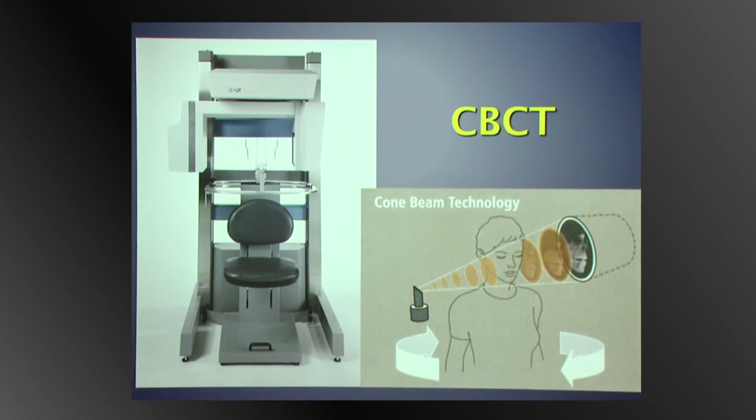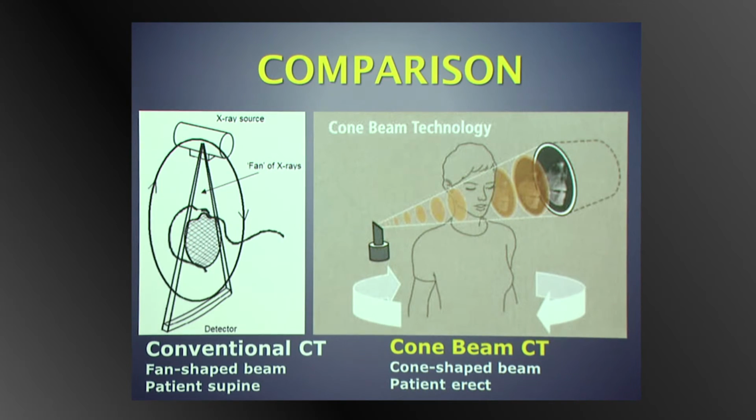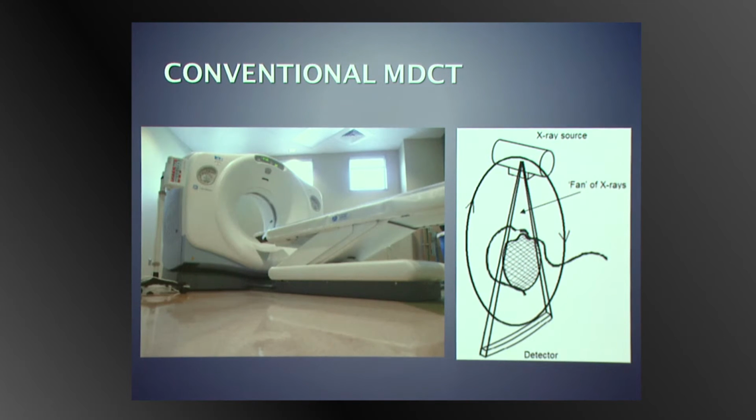So this is an ICAT cone beam machine. It's the one that we use. The cone beam technology, single rotation, scan time's about 15 seconds on average. So it's comparatively slow as compared with conventional CT of the same region, where you have a fan-shaped beam and the patient's lying on their back. So there is only one brand of cone beam machine where the patient actually lies flat. That's the Nutom, made in Verona in Italy, and they are a very nice machine. So conventional multi-detector CT.